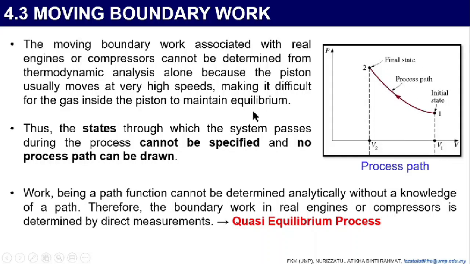So guys, how can we specify this kind of situation? Work being a path function cannot be determined analytically without a knowledge of the path. Therefore, the boundary work in real engines or compressors is determined by direct measurements. And here we call it a quasi-equilibrium process. Quasi means it is almost an equilibrium process, but it is not equilibrium. Since it is too fast, we take that particular situation as a quasi-equilibrium process.